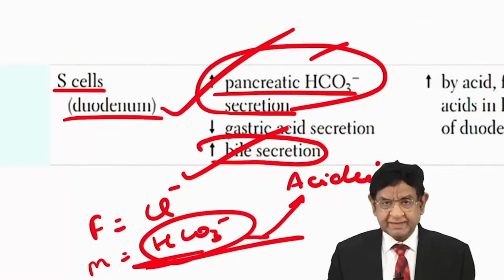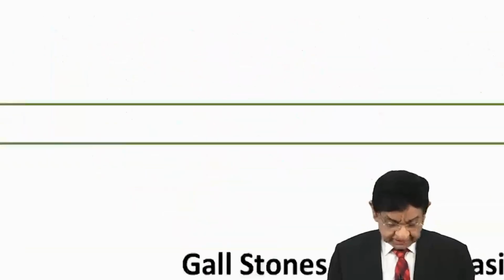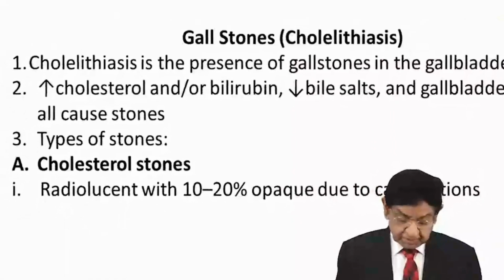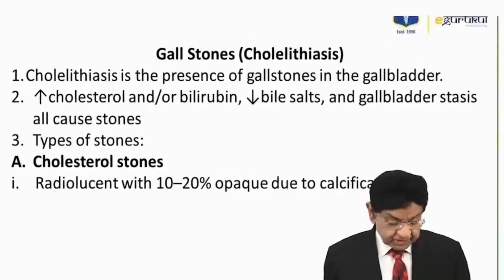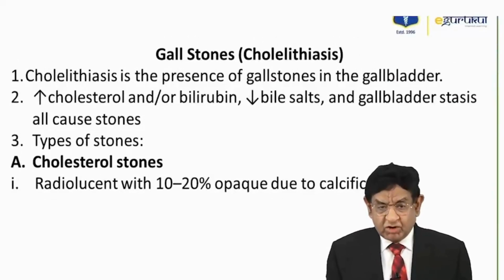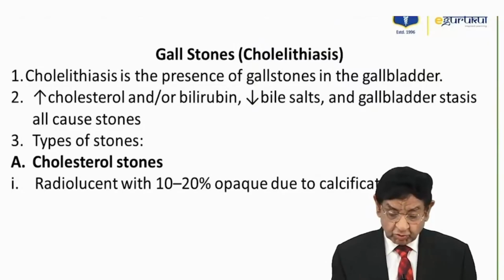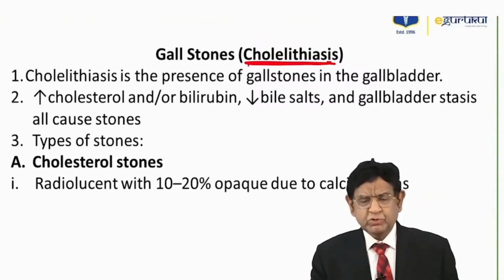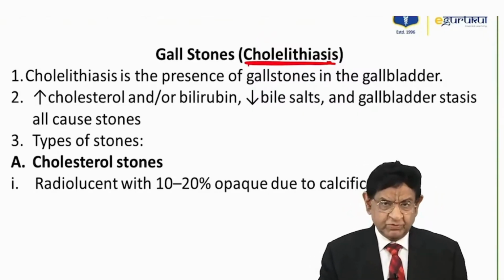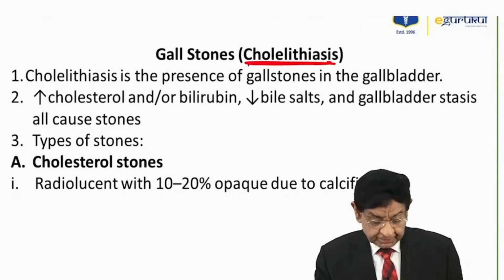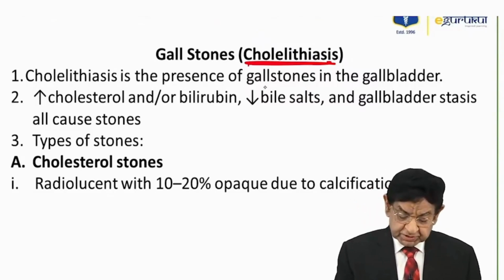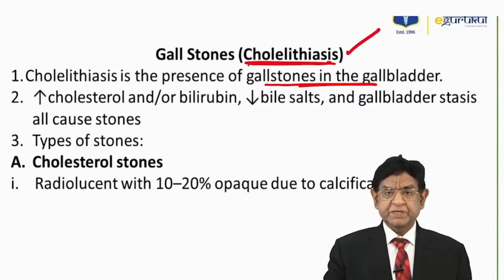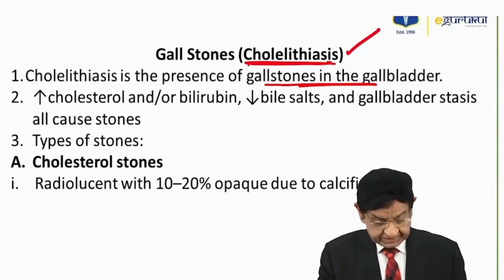So now you are clear about the anatomy and physiology to a great extent. With this basic concept, now we talk about one of the most important diseases and a very frequently asked question in all exams: the gallstone, or what we also call cholelithiasis. Most of the time in exams they talk about gallstone, but you never know, they may ask cholelithiasis also. It is the presence of gallstones in the gallbladder.